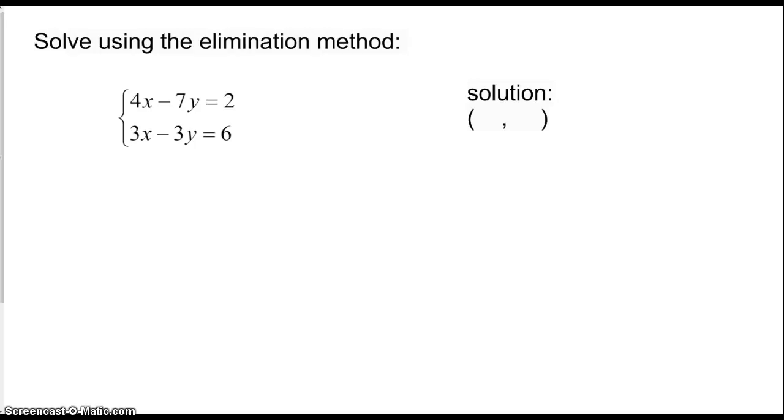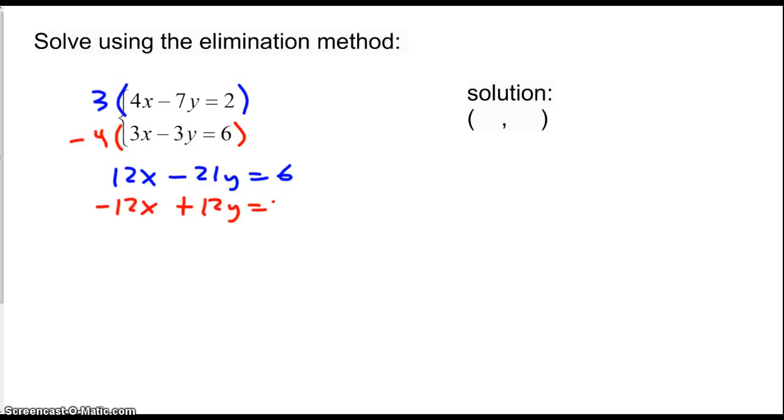Let's see, can we do this? Let's get the x's to cancel again. This is what we've been doing. We'll multiply by 3. Multiply this one by 4 and make it negative. And so we have 12x minus 21y equals 6. And then we have, let's see, negative 12x plus 12y equals negative 24.